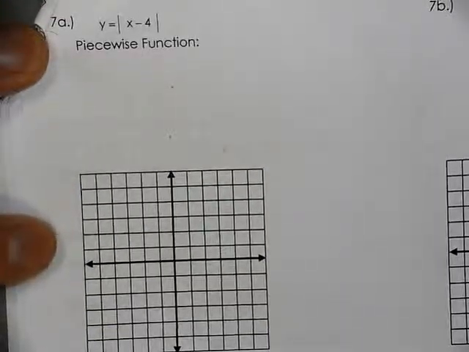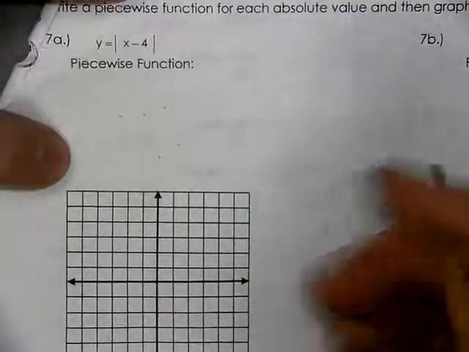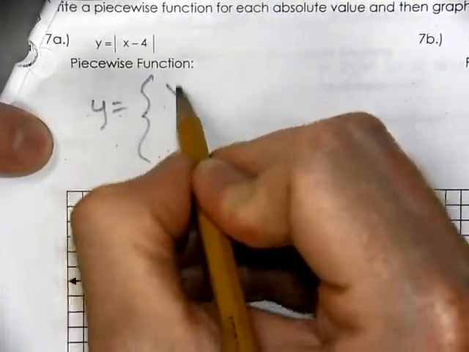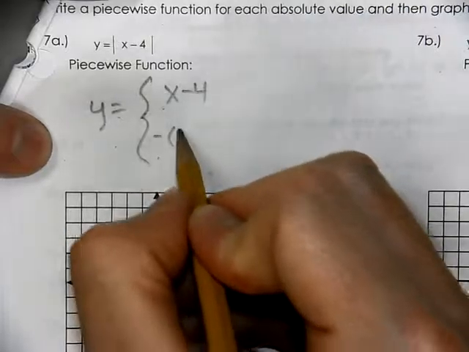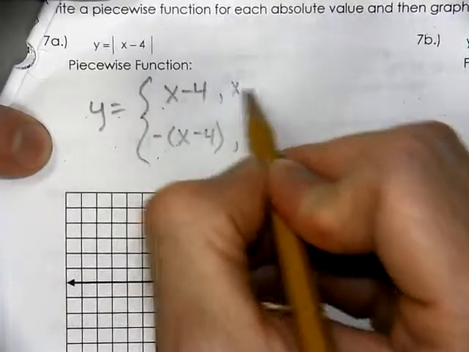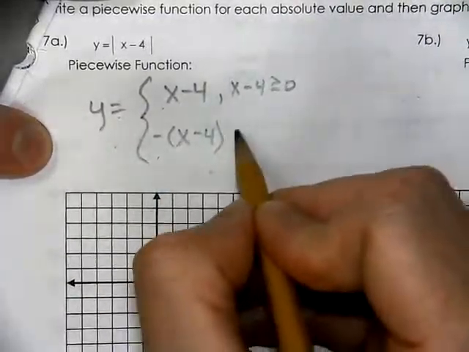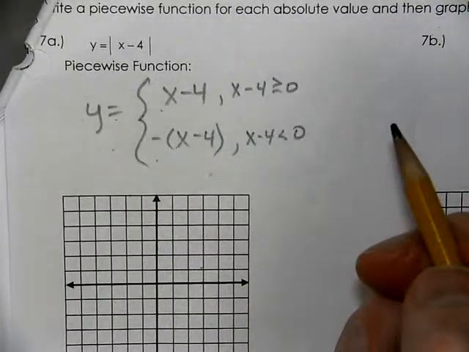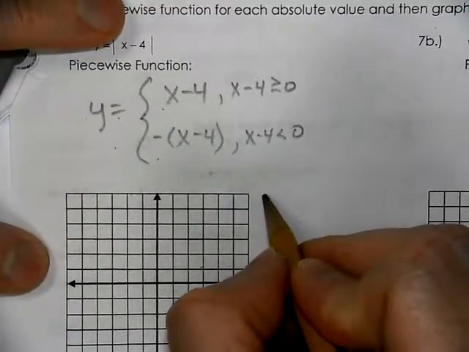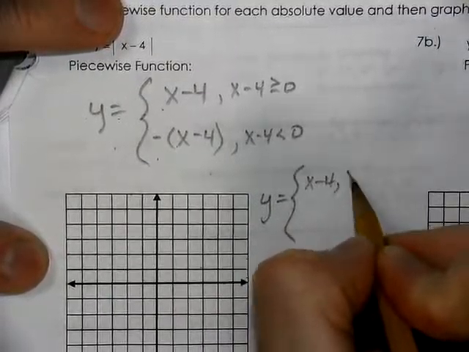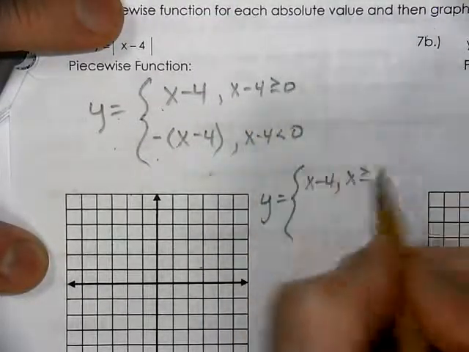On the next page, we're going to write the absolute value. So we're going to get x minus 4, and then the opposite of x minus 4. This is when x minus 4 is greater than or equal to 0. This is when x minus 4 is less than 0, when it's a negative value. So our final answer is x minus 4, x is greater than or equal to 4.